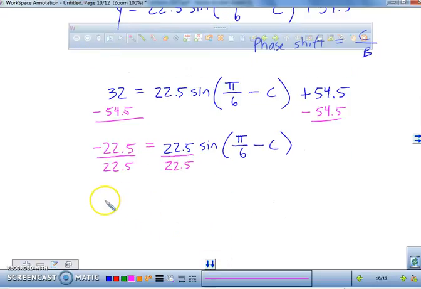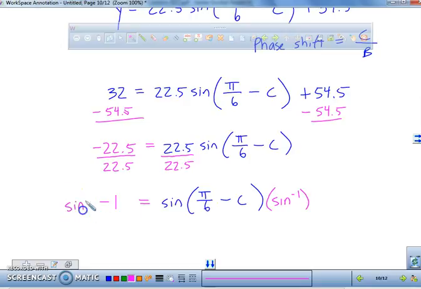And here's what you get. You get negative 1 equals sine of pi over 6 minus c. So we're working our way closer and closer to the value of c. Now here's my problem. The problem is that it says sine and I don't want it there anymore. So what you have to do is multiply this side by what's known as the inverse of sine.